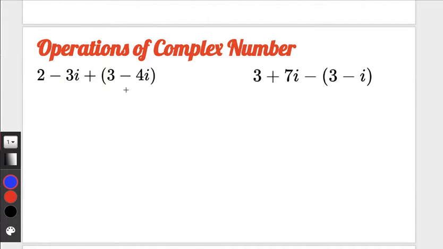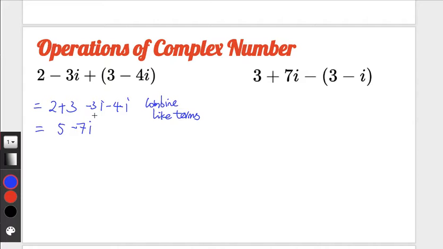As we can see here, we have the first complex number, 2 minus 3i plus 3 minus 4i. In order to do that, I'm going to put the real parts together, which is 2 plus 3, and the imaginary parts together, -3i minus 4i. All we need to do is combine like terms. I'm going to write it down here to remind us. 2 plus 3 is 5, minus 3i minus 4i is minus 7i. We are finished. That's how we do it with complex numbers.